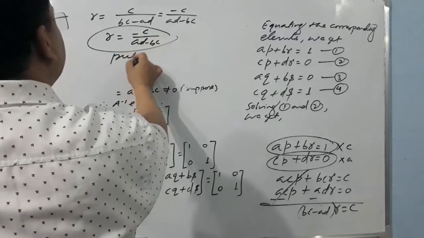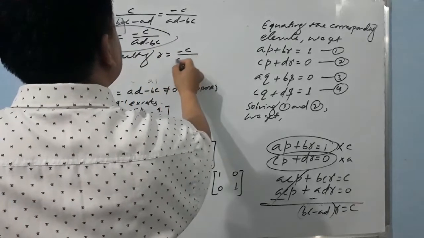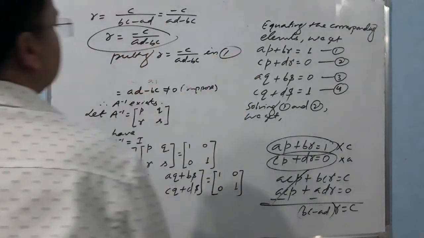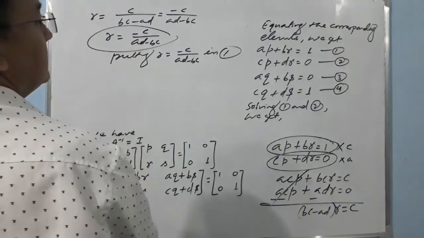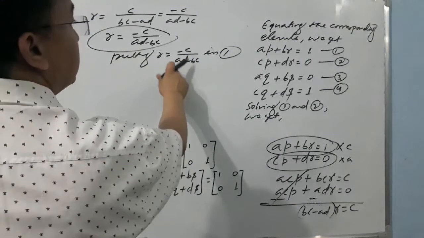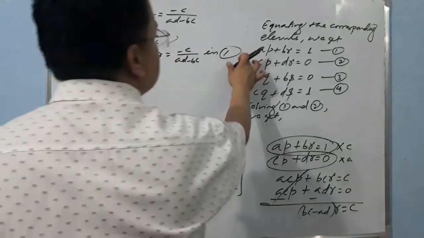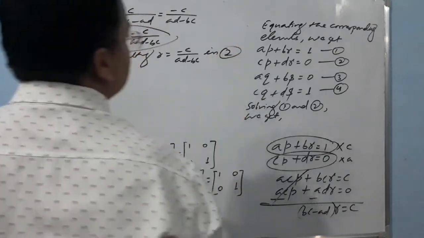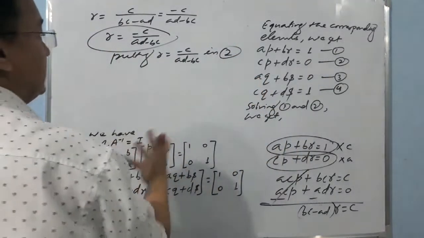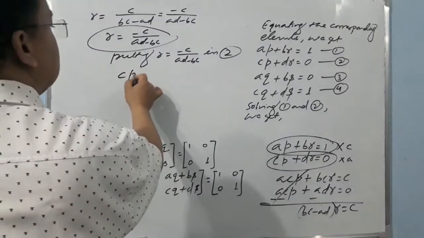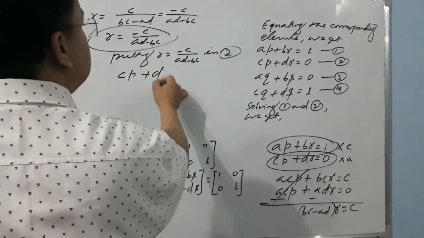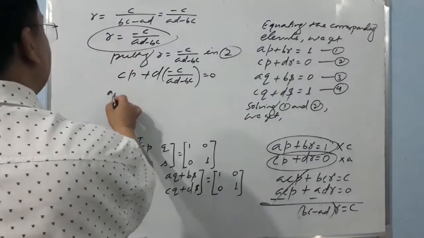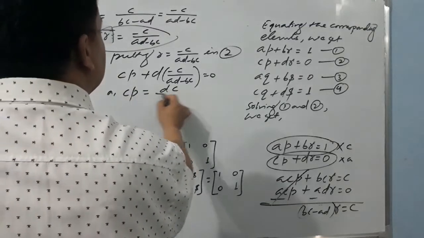Now putting R is equal to minus C upon AD minus BC into either the first or second equation, you can use any. Let's use the second, because there is 0, so it will be easy for calculation. CP plus D into minus C upon AD minus BC is equal to 0, or we will get CP is equal to DC upon AD minus BC.